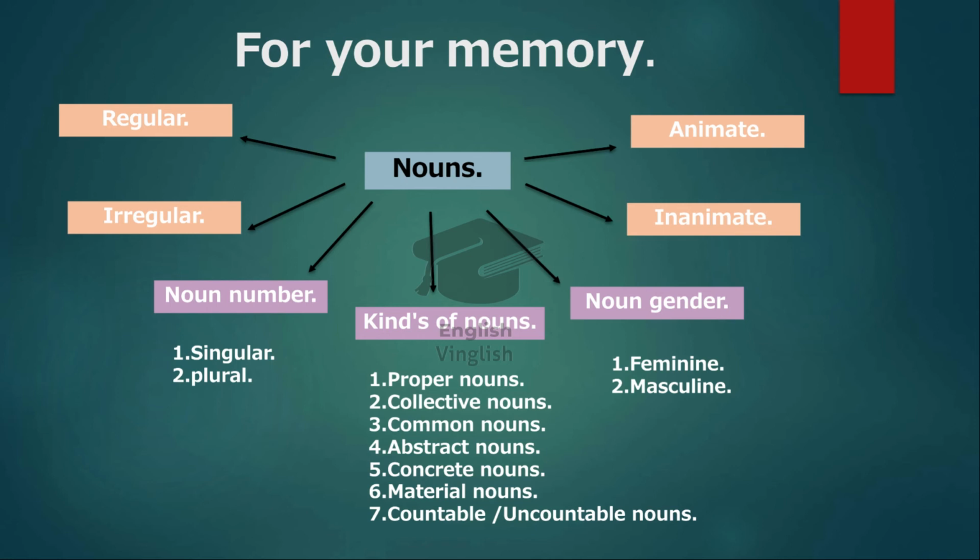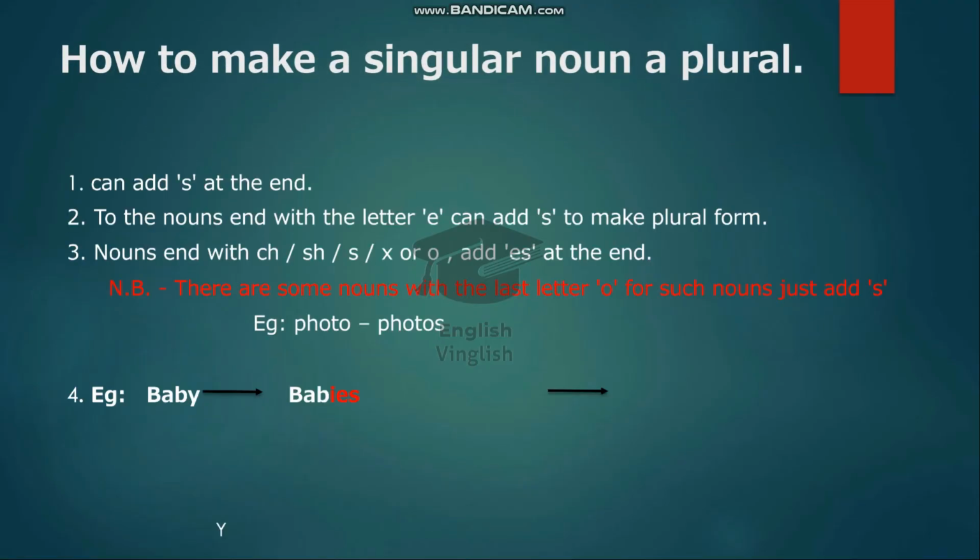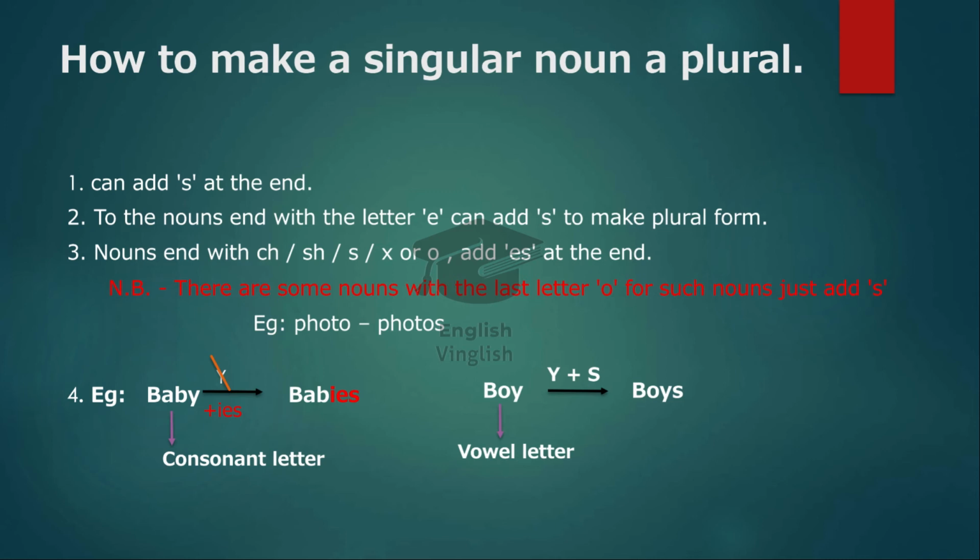So, how to make a singular noun into a plural noun? You can follow the given rules to convert a singular noun to a plural one. First one, we can add s at the end. For example, teacher, teachers, wheel, wheels, robber, robbers, street, streets, cup, cups, house, houses.